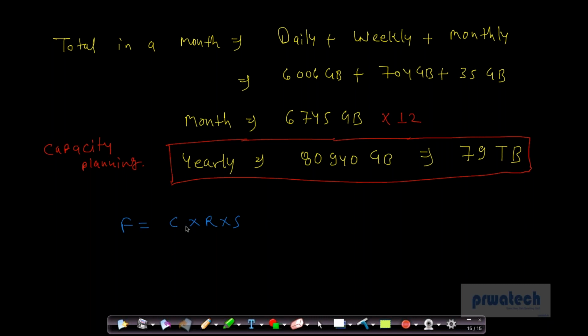Okay. So C into R into S: C is the compression ratio, R is the replication factor, and S is nothing but my 79 terabyte, the sum of total data. This is divided by 1 minus i into 120%.